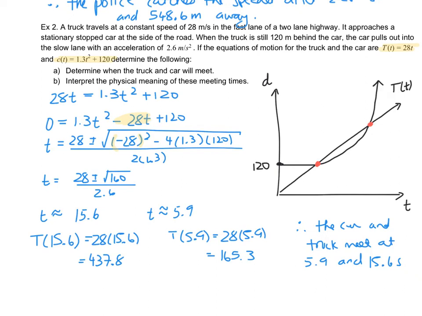It didn't ask for the distance, but I just showed it in case it did. So I have my 2 distances where they meet. But in my therefore statement, I just stated, therefore the car and truck meet at 5.9 and 15.6 seconds.